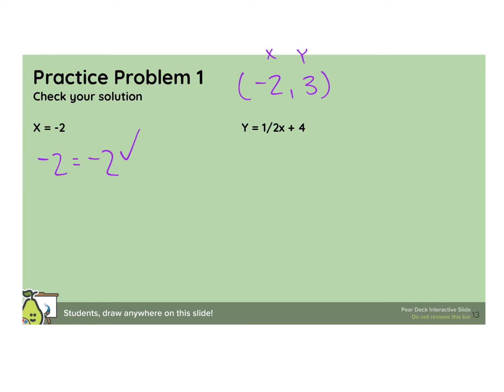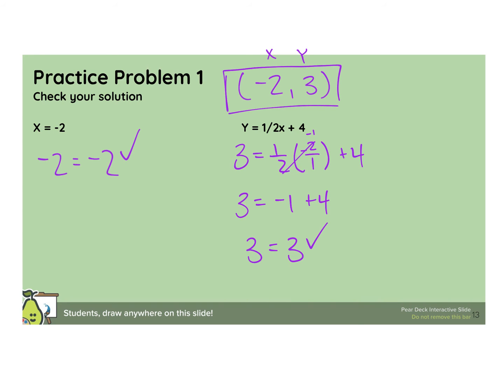For the second equation, instead of y, we put a 3. Then we have 1/2, and x is a -2. And since I'm multiplying by a fraction, I'm going to write my -2 as a fraction. And then I have +4. So 1/2, well, half of 2 is 1, but it's negative, right? -1 plus 4, and then that is also a 3. So both equations checked. Now I can box my answer. The solution to this system is -2, 3.